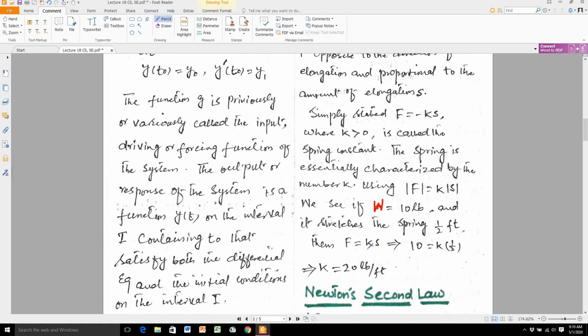It stretches the spring 1 over 2 feet, and you know that weight is equal to the force. W is equal to F. So at the place of W we use F, that is equal to 10. F is equal to 10 is equal to k into 1 over 2. It stretches the spring 1 over 2 feet, so I am writing here 1 over 2 at the place of x. When I calculate this, k is equal to 20 pound per feet.